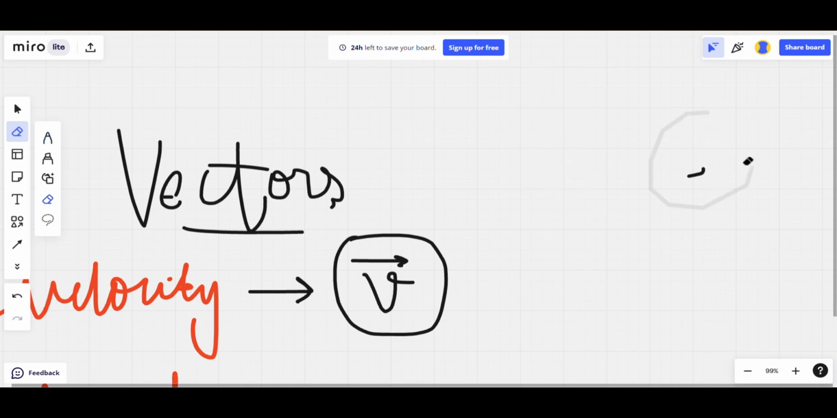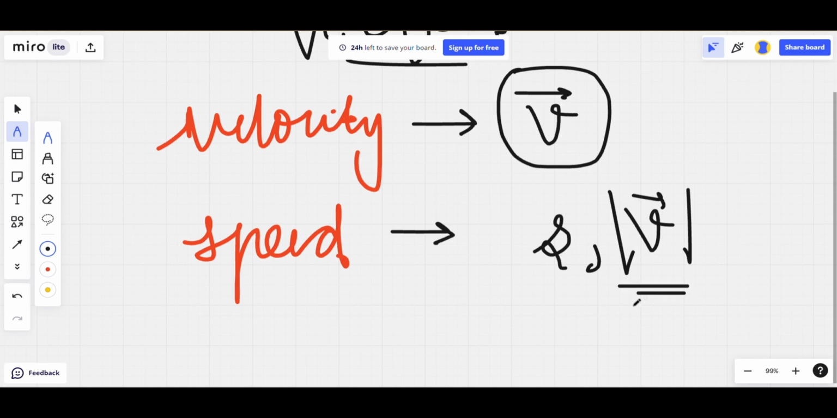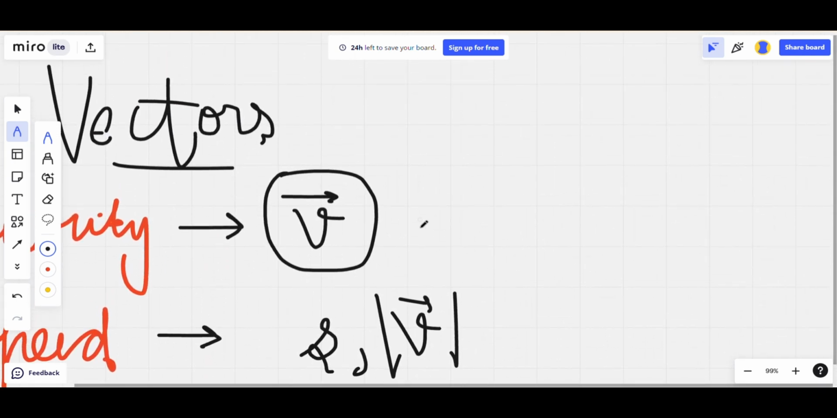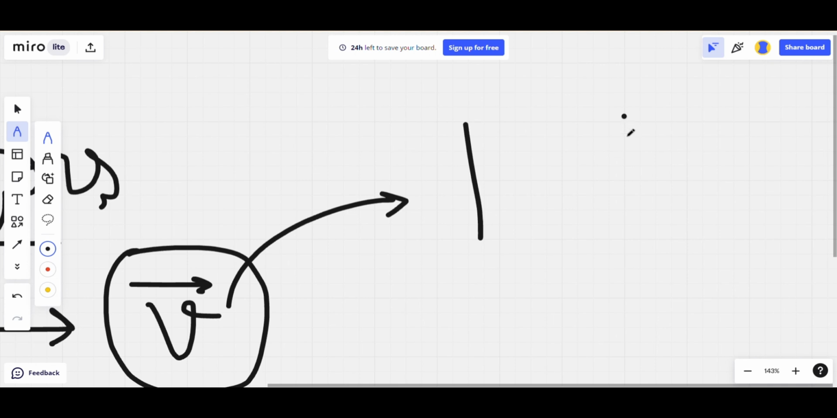Now, moving to the next concept. How do we represent speed? Speed we represent just with the letter S, or it could be just V, the magnitude of velocity. The velocity vector is nothing but speed with direction. If we want to talk only about the speed and neglect the fact that it has a direction, then we talk about the magnitude of velocity. We do not want to include the direction. How do we represent the magnitude of velocity? By drawing a mod and placing the velocity vector inside.